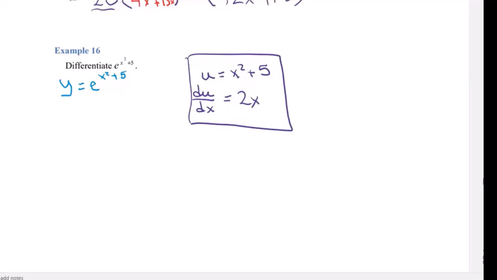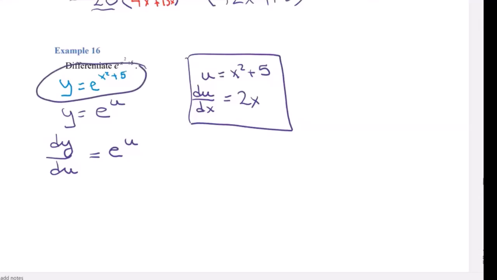And then I have here y equals e to the u. And dy du equals e to the u. e to the variable is e to the variable, right? So if I start with this and I want dy dx, that I can say is equal to dy du, because I have it. And then I need to get rid of that du, so I'm going to multiply by du dx. Oh, I have du dx. Oh, look at that.